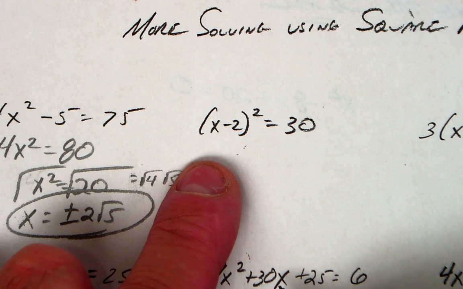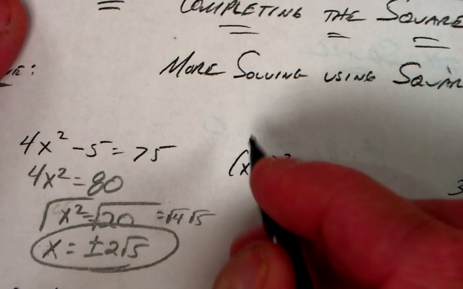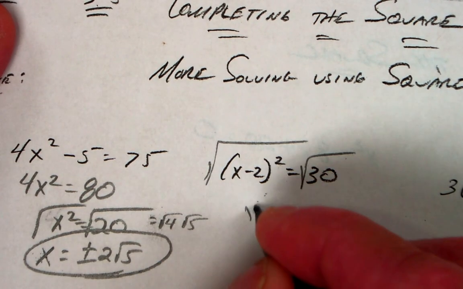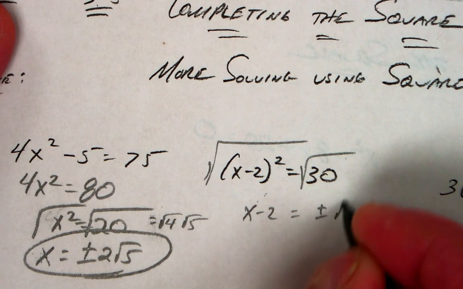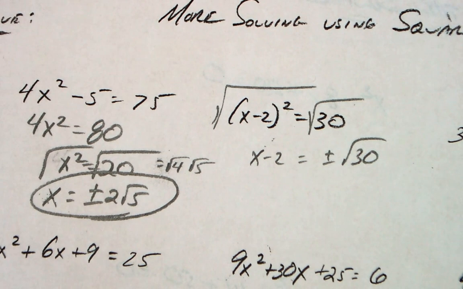we can do something different. We can use this method. What do you want to do to both sides? Square root both sides. So I'm going to square root the left. I'm going to square root the right. X minus 2 equals plus or minus square root of 30. Square root of 30 I can't break down because it breaks down to 2, 3, and 5. Okay? Now x is not quite by itself.